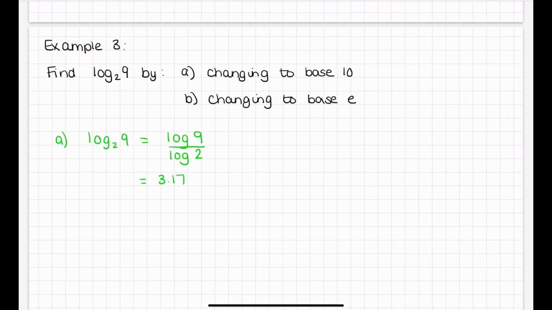Now let's do the same by changing it to base e. So log_2 9 will equal, now base e remember is ln, so we'll have ln 9 over ln 2. Put that in your calculator and you will get 3.17 again. So it doesn't matter what you change your base to, just change to what's going to work for you.